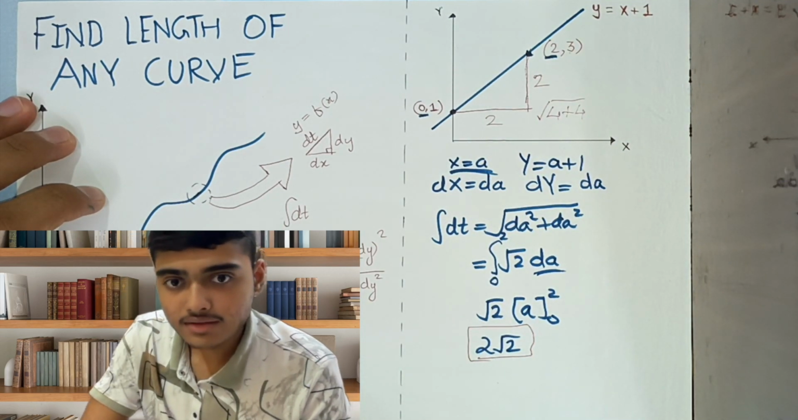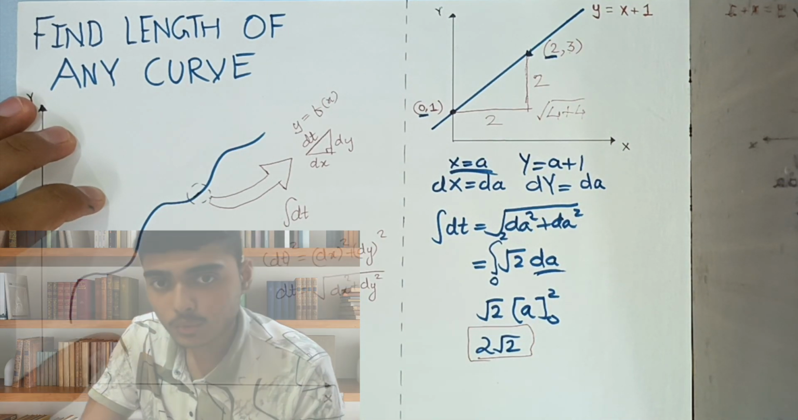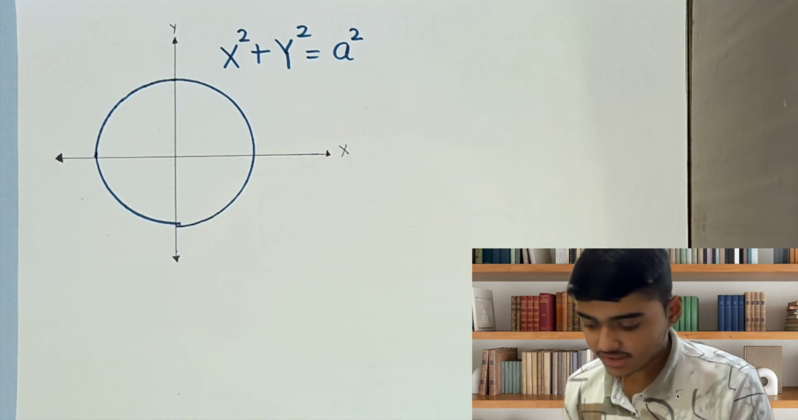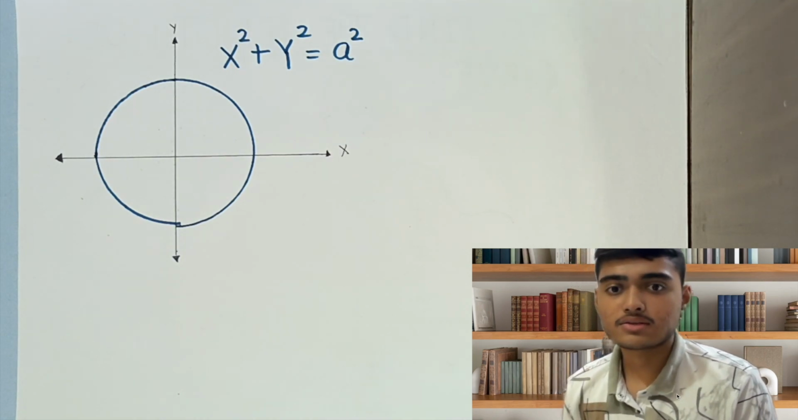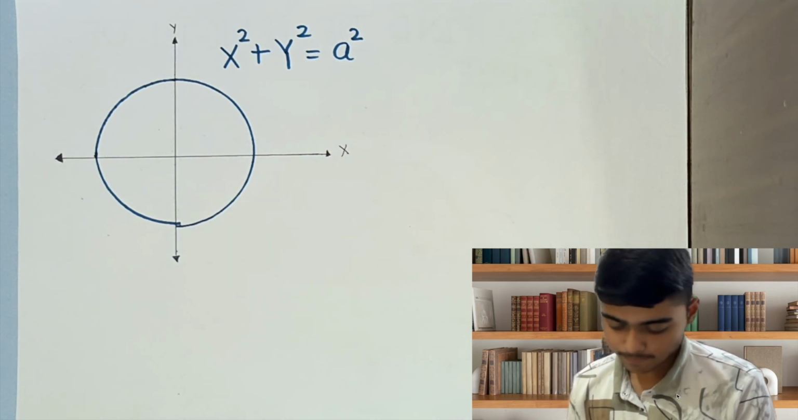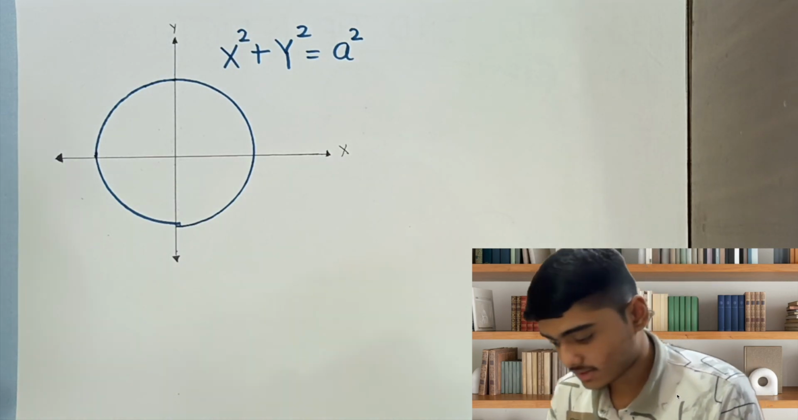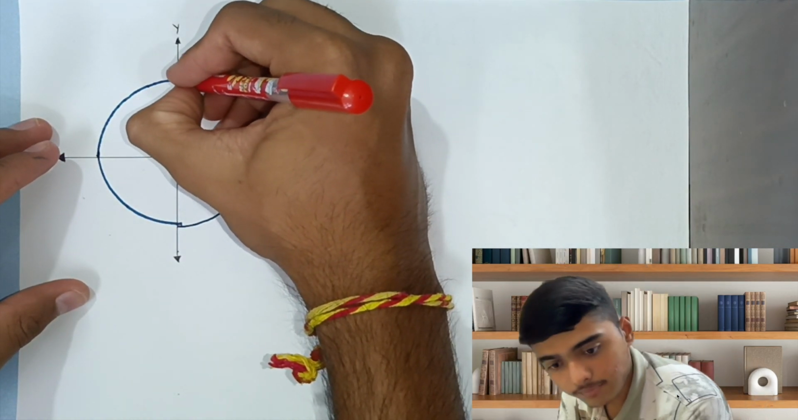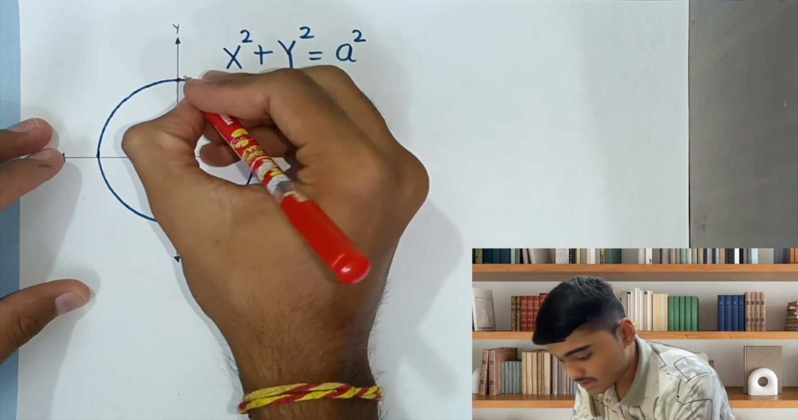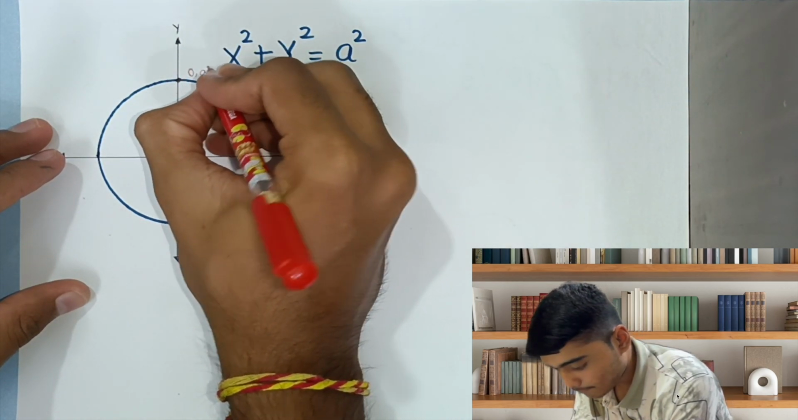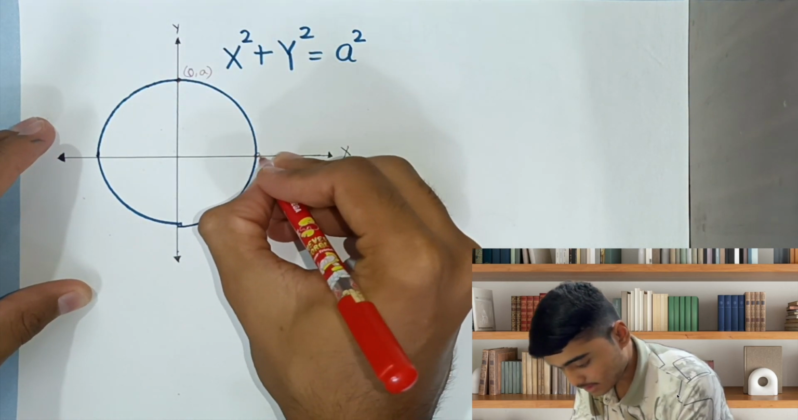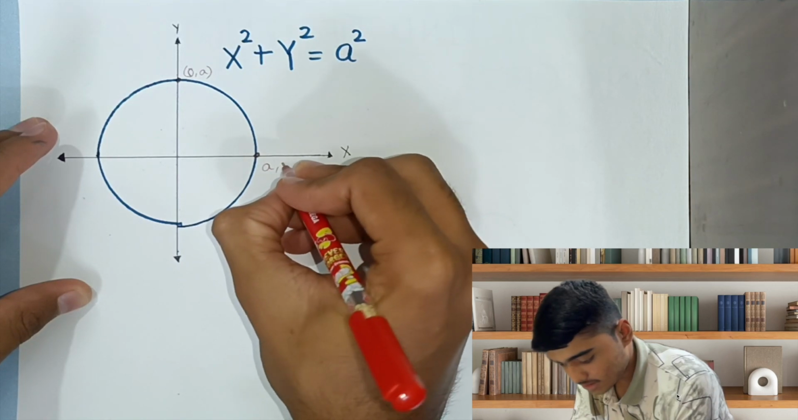Now let us apply this concept on other curves as well. For the next example, I have taken a general circle with a radius a. So what are these points? This point here is (0, a). This point here is (a, 0).